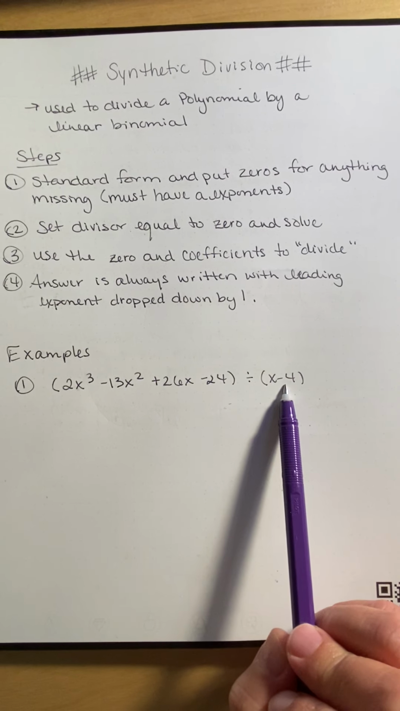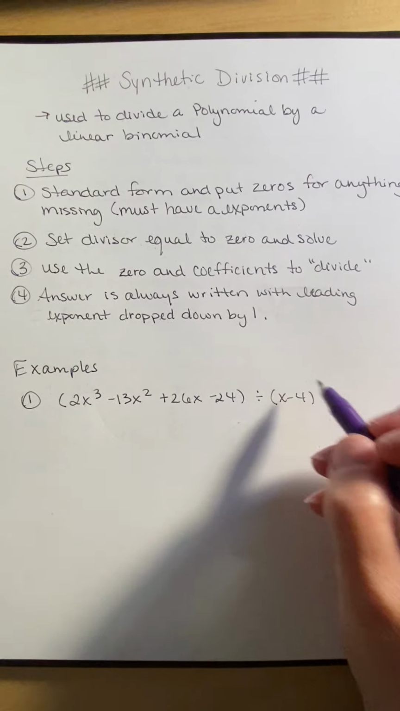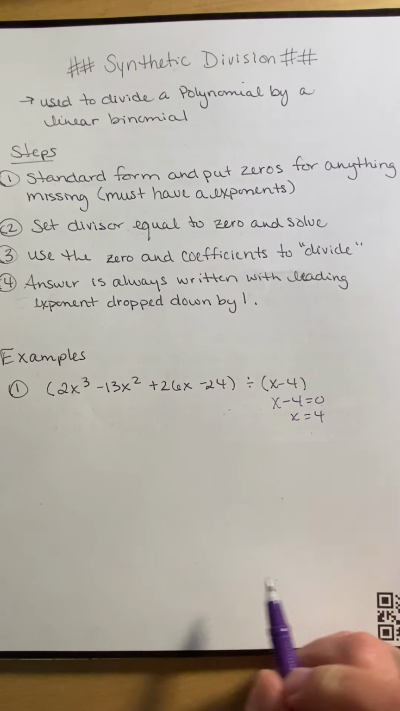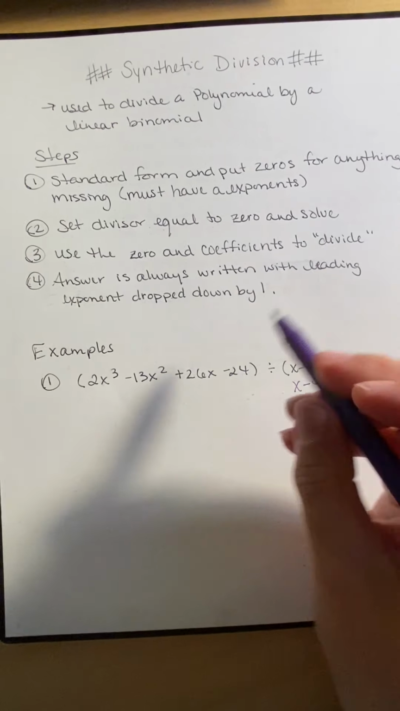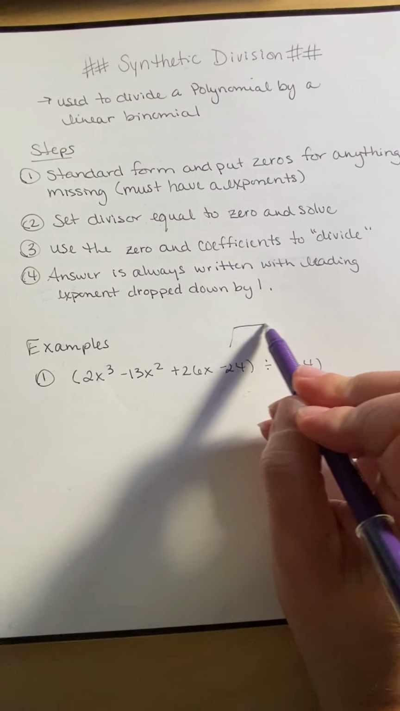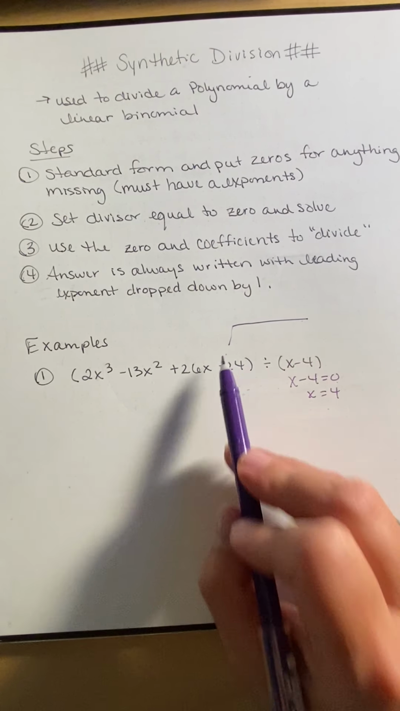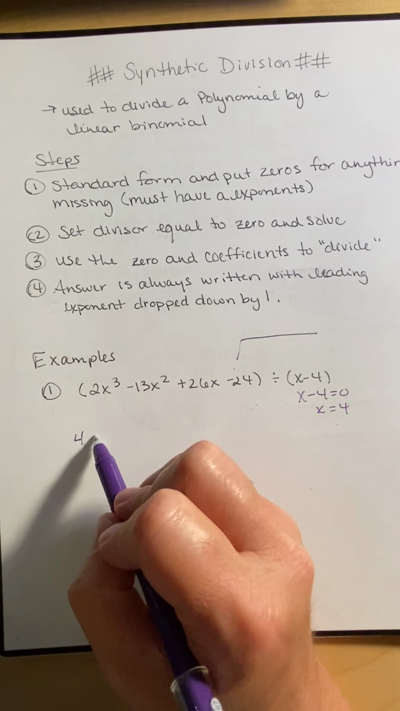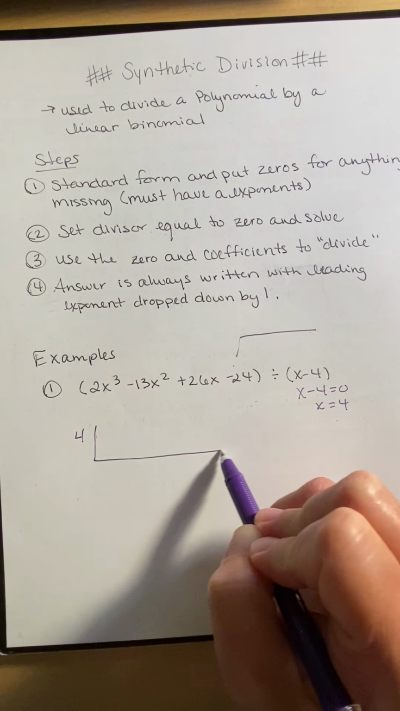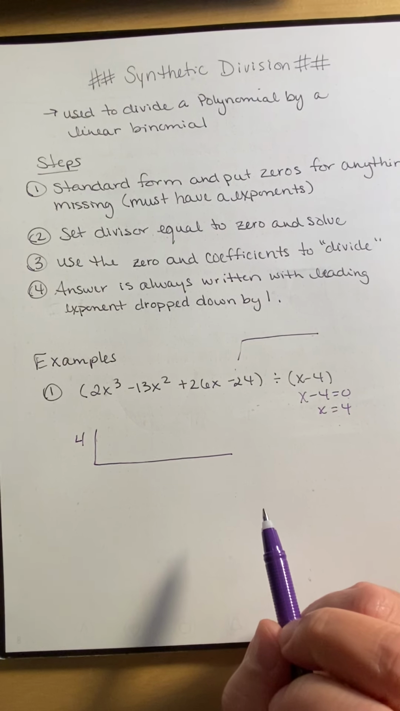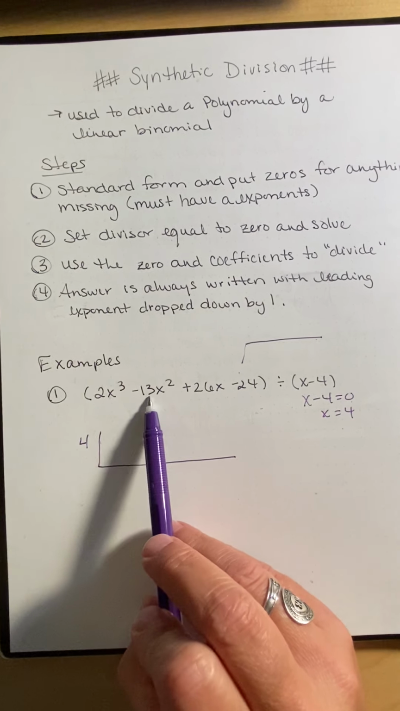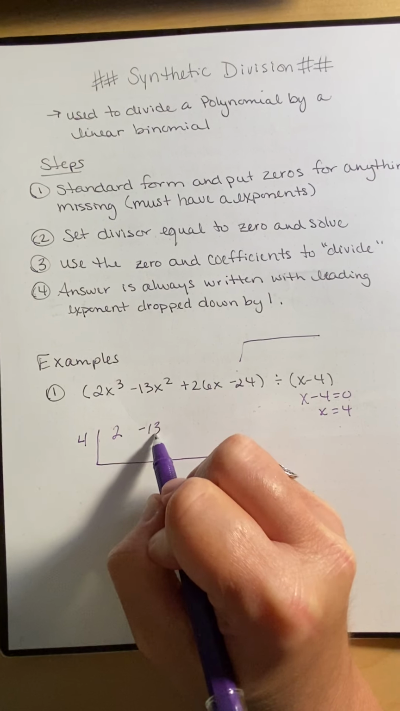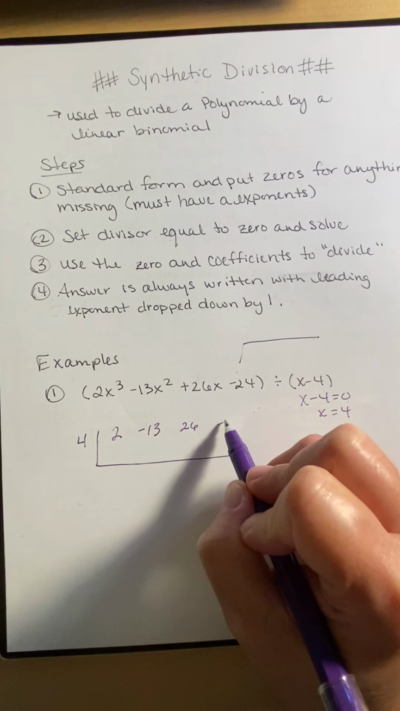So we're going to go to step 2, which is set divisor equal to 0 and solve. So x minus 4 equals 0. And solving that, x equals 4. All right, so you're used to, if we're talking about long division, you see this long division symbol. Well, we're going to do something like that. And this number will go on the outside, but it's going to go upside down instead of the regular way you're used to seeing it. Now you're going to write the coefficients down here. And make sure when you write your coefficients, you include the signs for all of them.